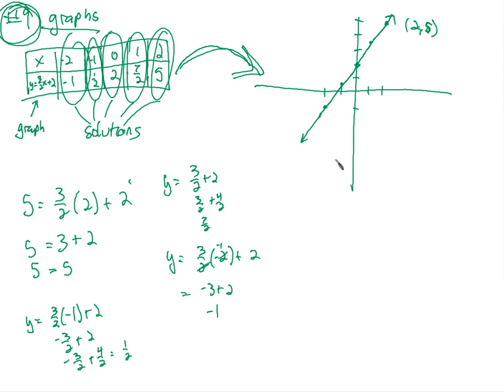Okay? So that's what I really wanted you to see. Solutions are points on the graph. Points on the graph are solutions to the equation. All right. So that is number 9. Brings us lastly, I think. Let's see. Number 10. Number 10 is the last one.